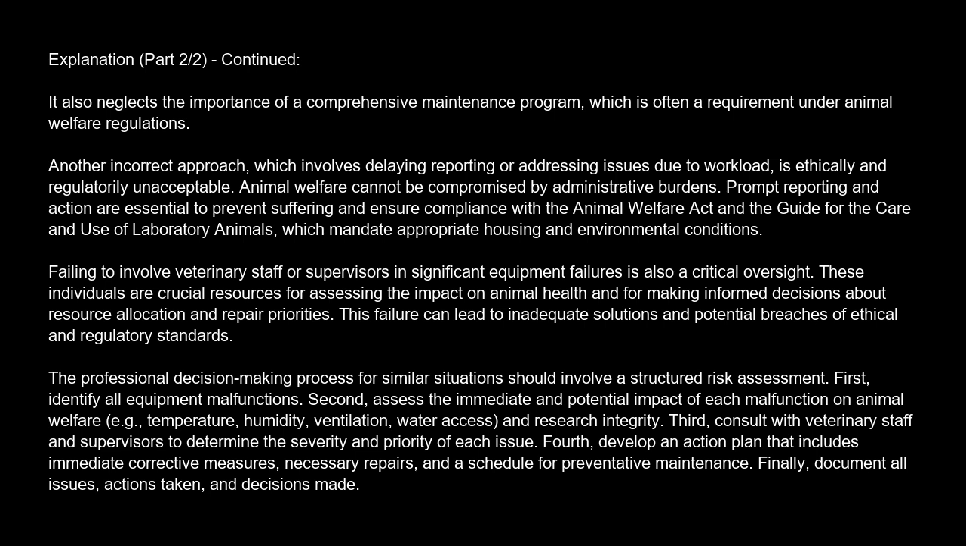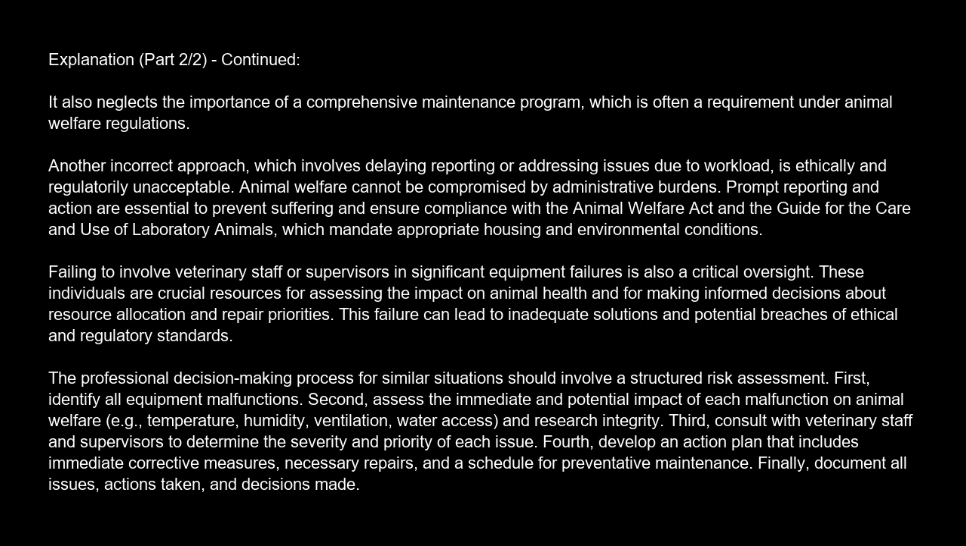Prompt reporting and action are essential to prevent suffering and ensure compliance with the Animal Welfare Act and the Guide for the Care and Use of Laboratory Animals, which mandate appropriate housing and environmental conditions. Failing to involve veterinary staff or supervisors in significant equipment failures is also a critical oversight. These individuals are crucial resources for assessing the impact on animal health and for making informed decisions about resource allocation and repair priorities. This failure can lead to inadequate solutions and potential breaches of ethical and regulatory standards.